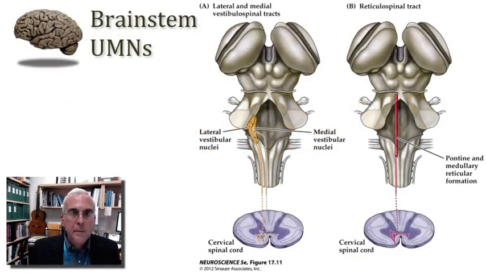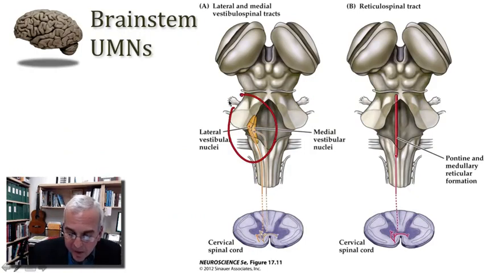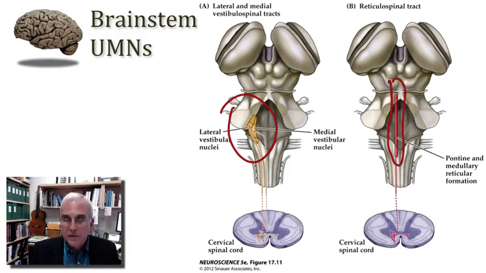So our brainstem upper motor neurons include primarily two sorts of populations of cells. There's a population of neurons associated with the vestibular nuclei, and we've talked some about these in a previous tutorial. And then there is a population of neurons that emanates from the central core region of the brainstem. That is the core of the tegmentum of the brainstem.